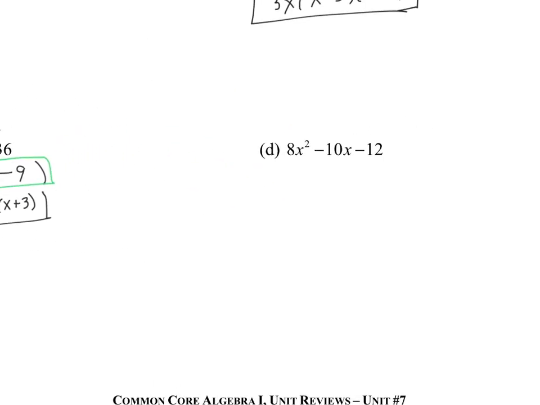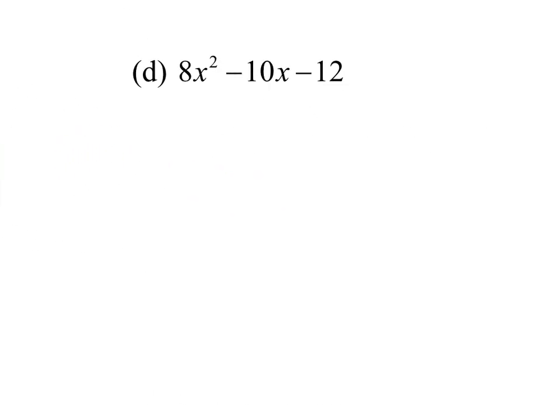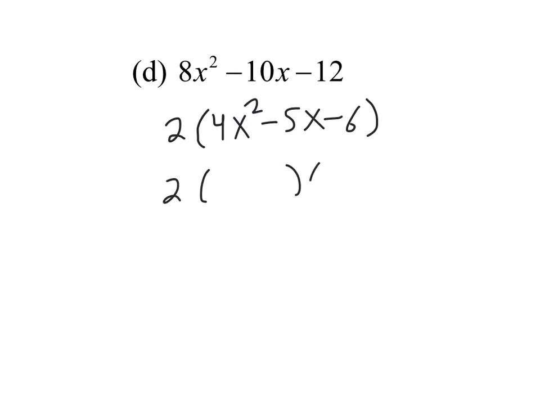Okay, moving on. This one is going to be a common factor of 2. So we take out that GCF, and we're left with 4x squared minus 5x minus 6. Then we factor that the best we can, which is 4x plus 3. We know this will be x. The last term will be minus 2.